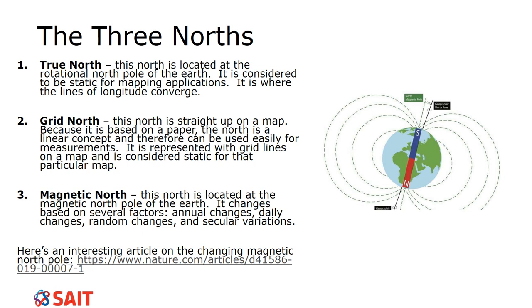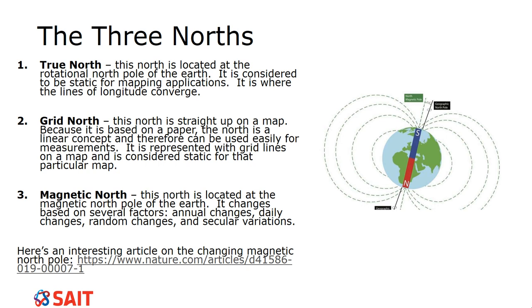So it is also considered static for the map. So if you get another map, you're going to see grid north is going to be a little bit different again. So it just depends on the map, and that's why we have to talk about these 3 norths, because every map should have these.